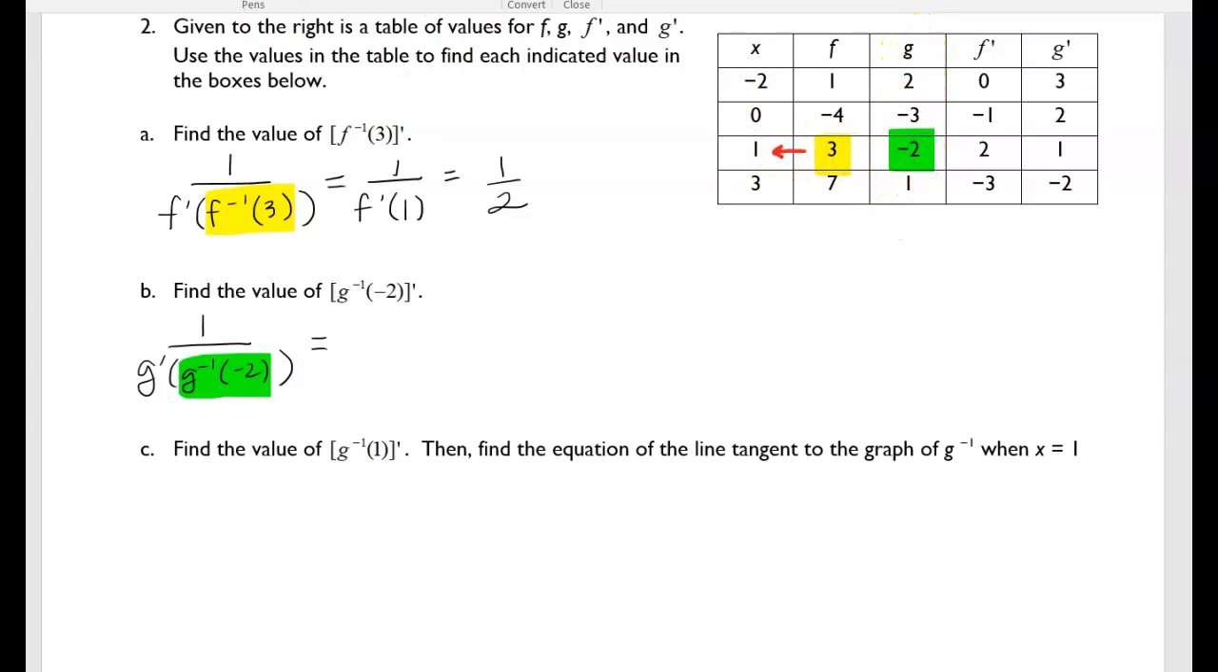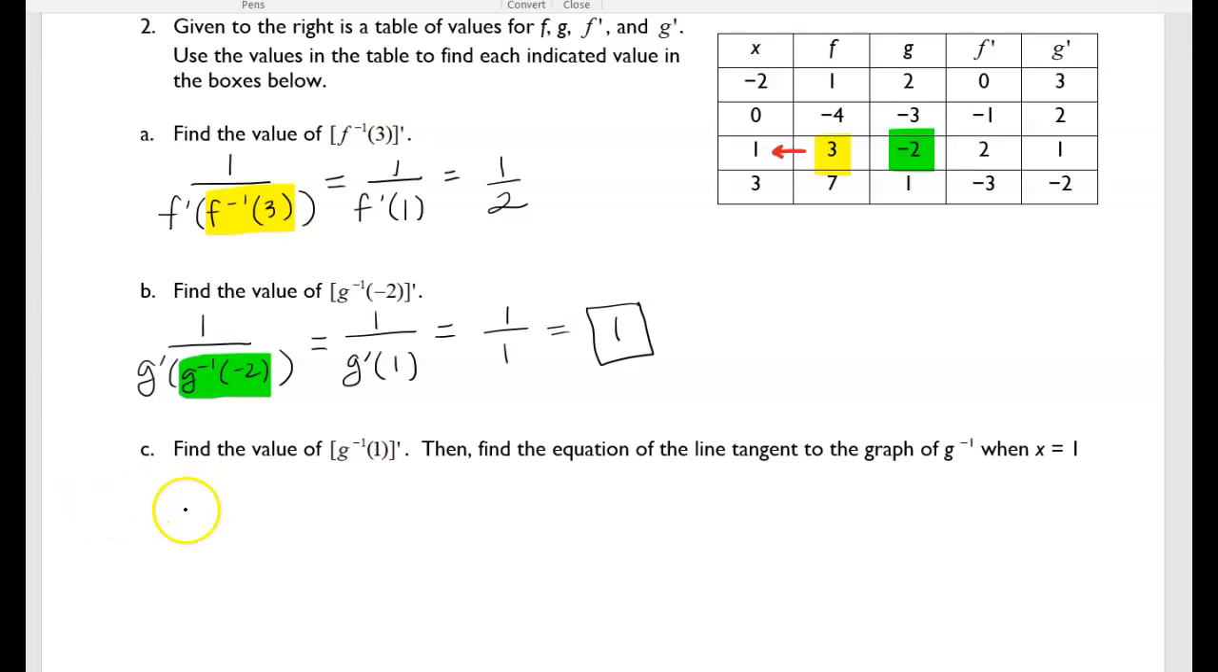Again, that is 1. So this is 1 over g prime of 1. And so then I'm going to, in the row with x equals 1, find g prime. That is 1. So 1 over 1, which is just 1.